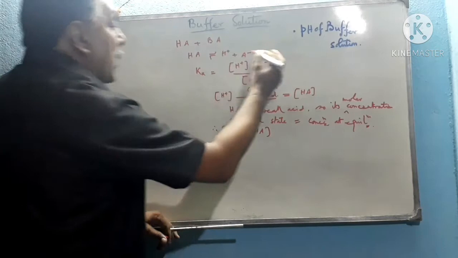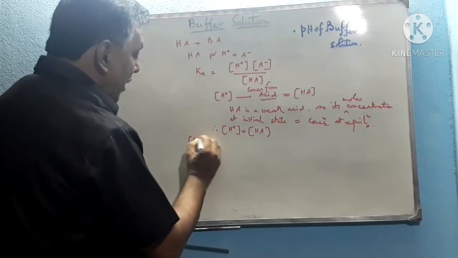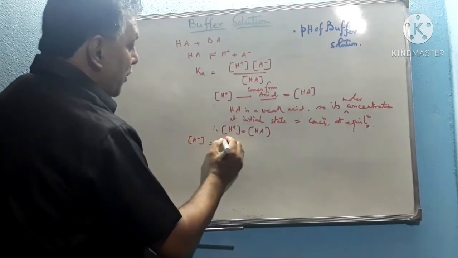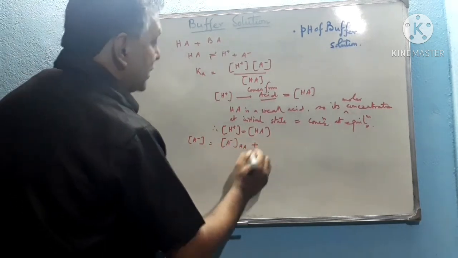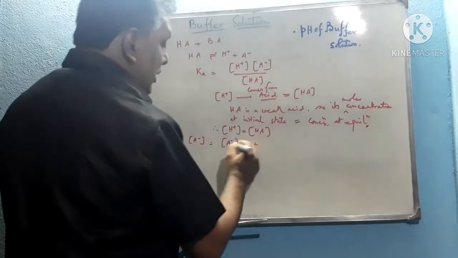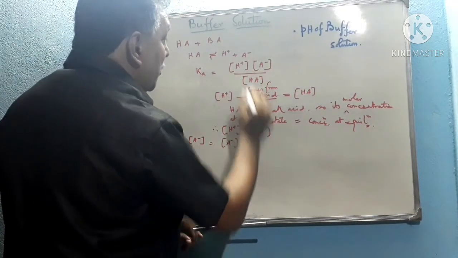Now, how does this A minus come? Because we know that A minus comes from both. The concentration of A minus comes from the HA plus BA. The concentration of A minus comes from BA.